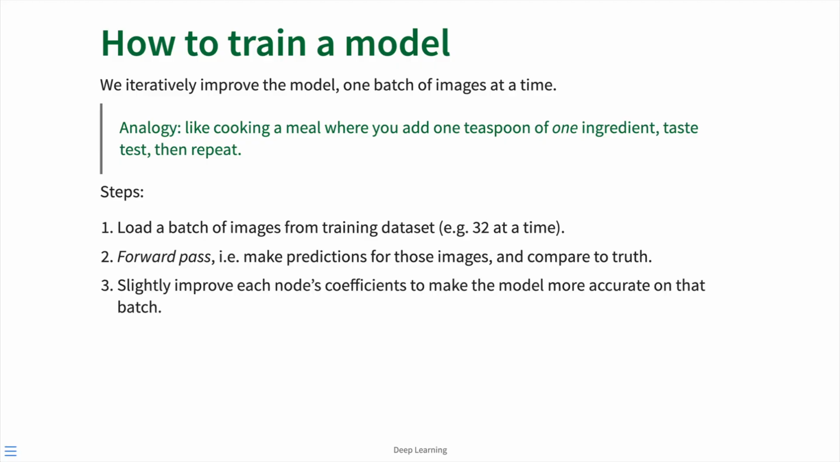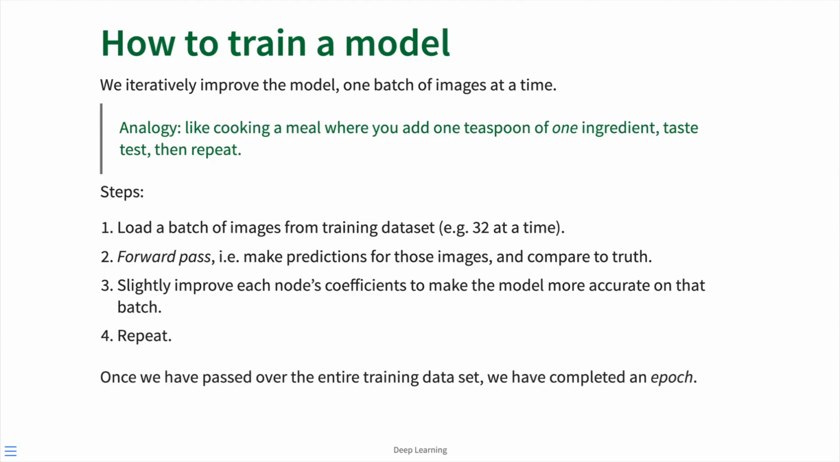Then we slightly improve each node's coefficients, right? Remember that each node was effectively a linear model, right? So we slightly improve the slopes and intercepts of each of those linear models, right? So that the model is slightly more accurate at making predictions for those 32 images. Okay. And then we repeat, right?